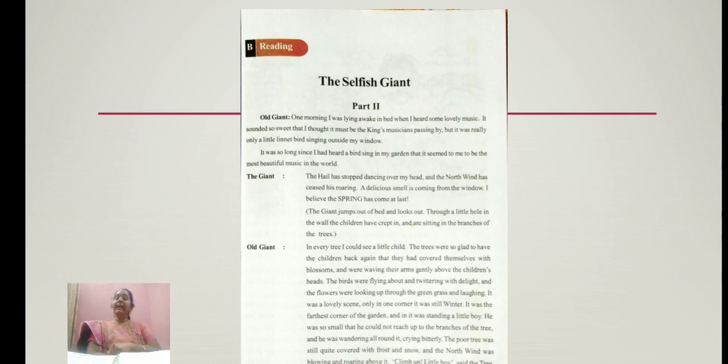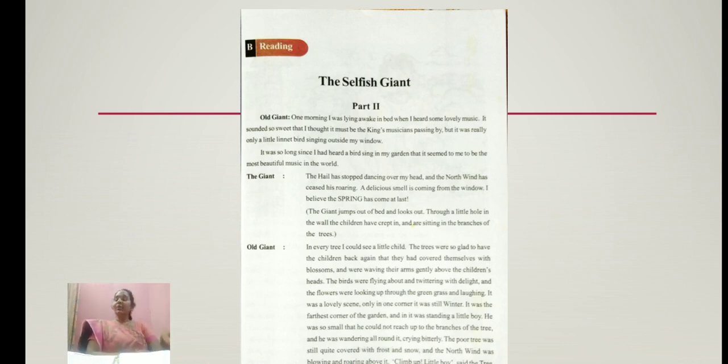Okay, the giant. The hail has stopped dancing over my head. The north wind has ceased his roaring. A delicious smell is coming from the window. I believe the spring has come at last. The giant jumps out of bed and looks out through a little hole in the wall. The children have crept in and are sitting in the branches of the trees. So when the giant finds the children creeping, this is a verb: to creep, crept. The children slowly crept in and are sitting in the branches of the trees.